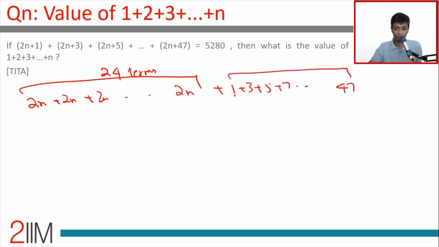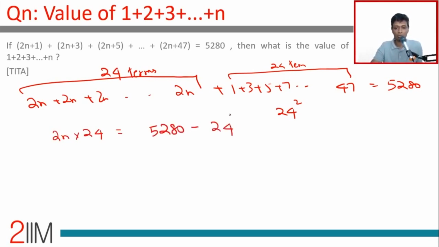24 terms. This is 2 minus 1, 4 minus 1, 6 minus 1, 8 minus 1, 48 minus 1. Each term is an even number minus 1. 24 terms equals 5280. The first 24 odd numbers will add up to 24 square. 1 plus 3 plus 5 is 3 square. 1 plus 3 plus 5 plus 7 is 4 square. 1 plus 3 is 2 square. And so 2n into 24 equals 5280 minus 24 square.